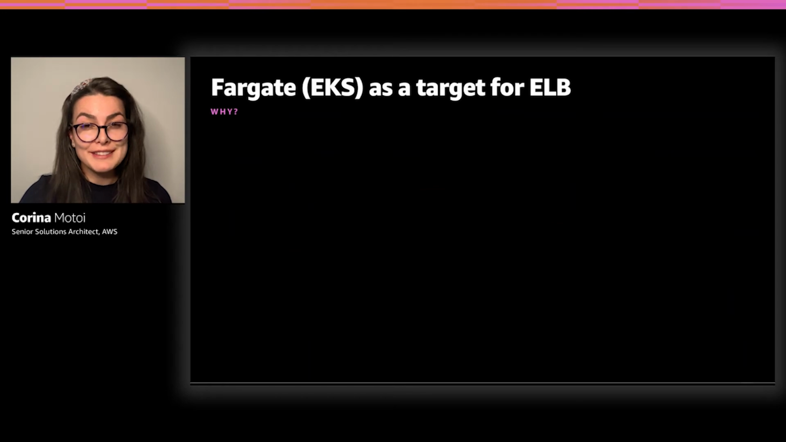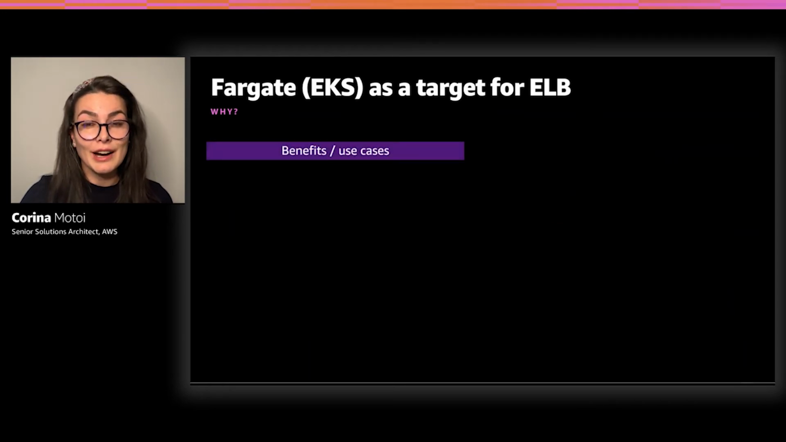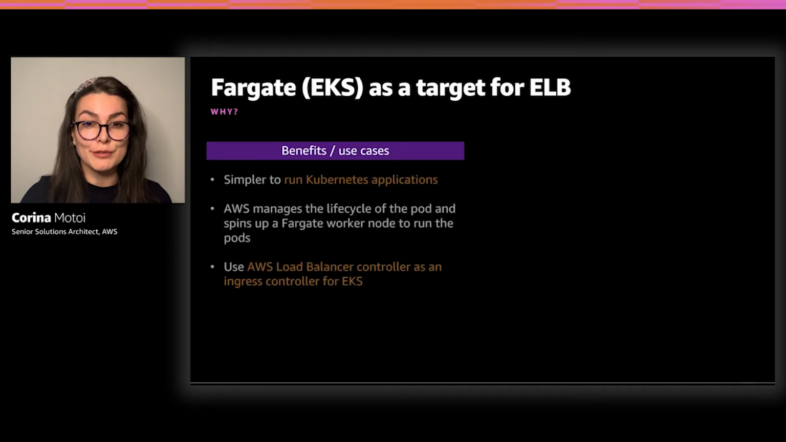We talked about ECS, but since 2019, Fargate is also supported for EKS. That means you can deploy your pods to a serverless container data plane using Fargate, which makes it easier to run Kubernetes applications. This way, AWS is going to manage the life cycle of the pod and spin up the Fargate worker nodes to run the pods for you.